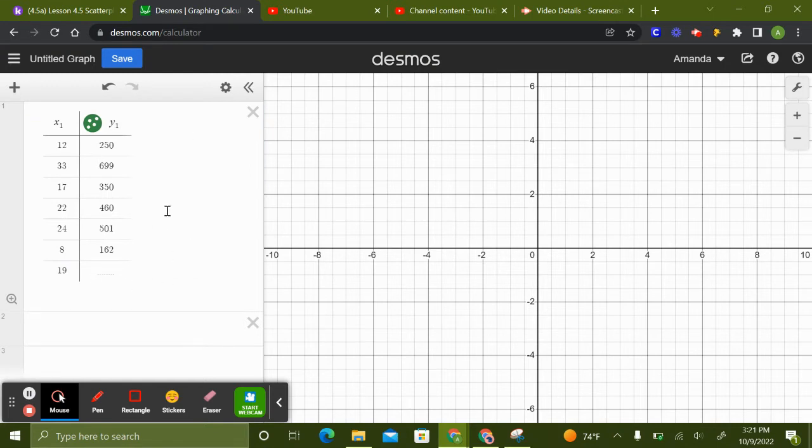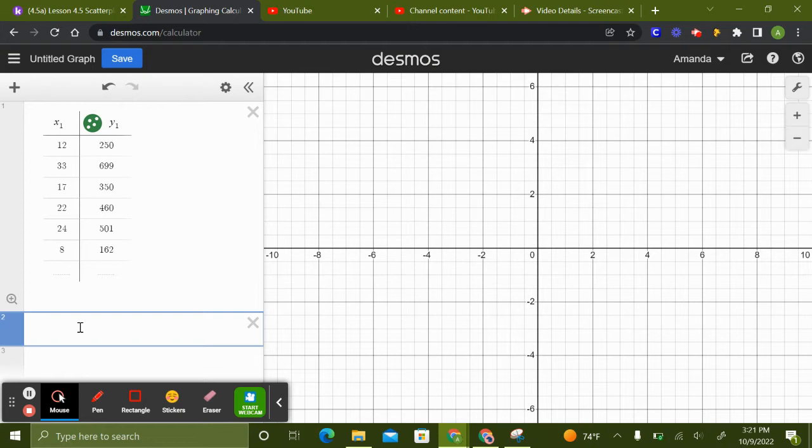Okay, so I went ahead and I put in my information for my table. Notice that 19 does not have a corresponding Y, so we're going to go ahead and delete 19 for now because we don't know what our corresponding Y is. And now I'm just going to go ahead and put in my equation for the line of best fit.